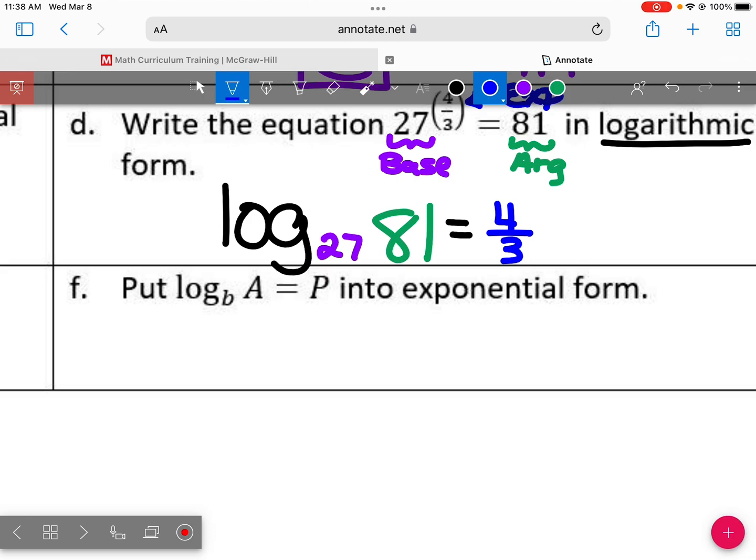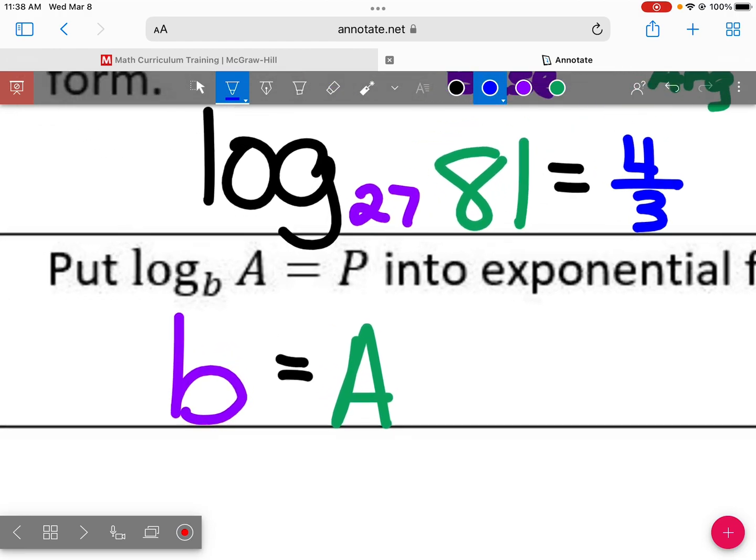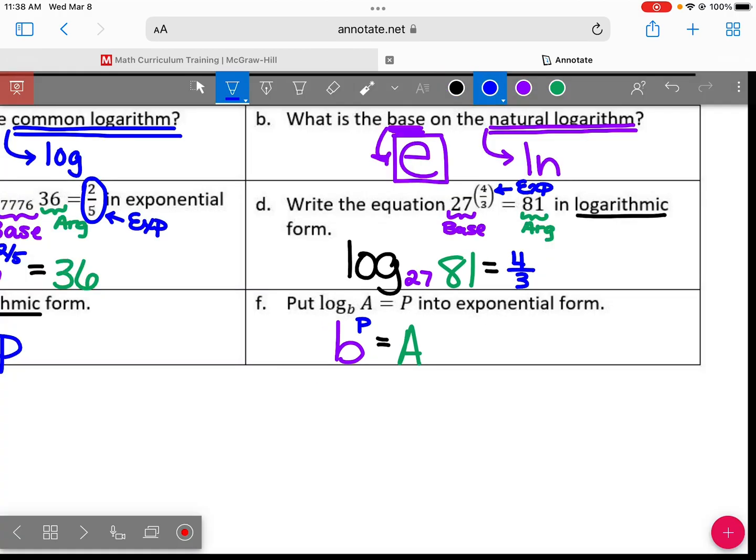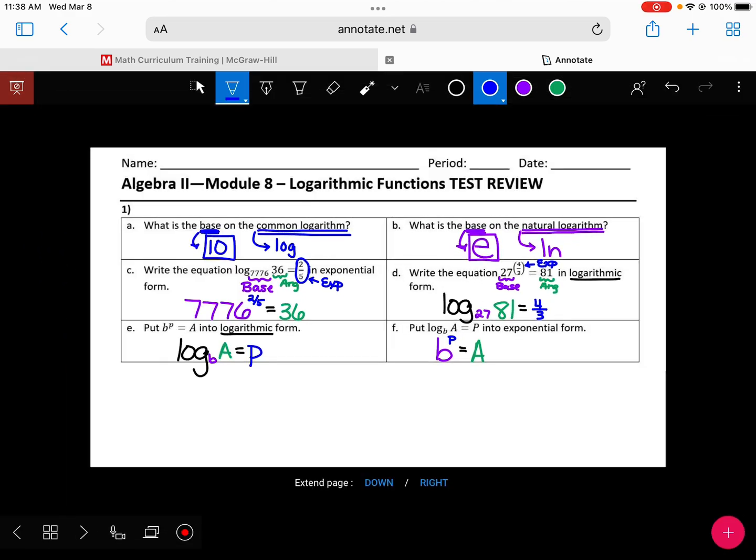What form is part F in? It's in log form. We want to rewrite this into exponential form. First thing I need in exponential form, just like first thing I need in log form, is the base. What is our base? B. What does the A mean? Argument. Where does the argument go? After the equal sign. What's my exponent then? P. B to the power of P equals A. Do you guys have any questions for me on number 1? Cool.